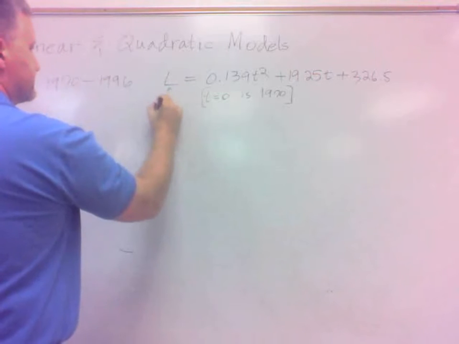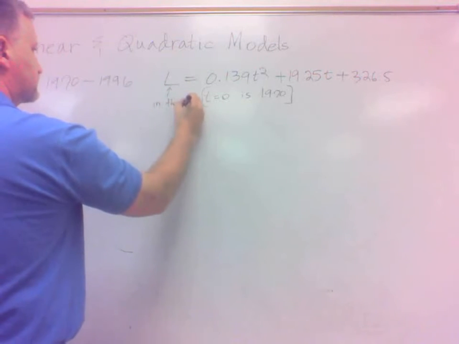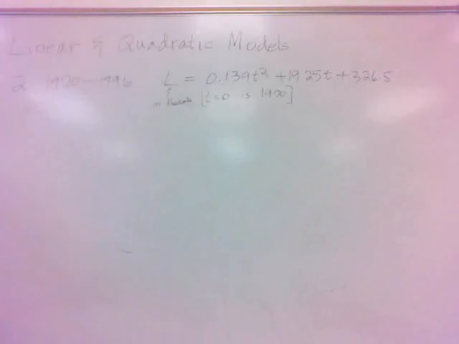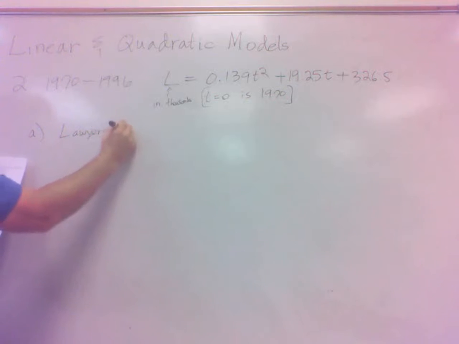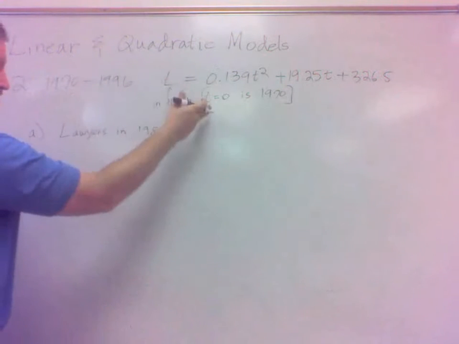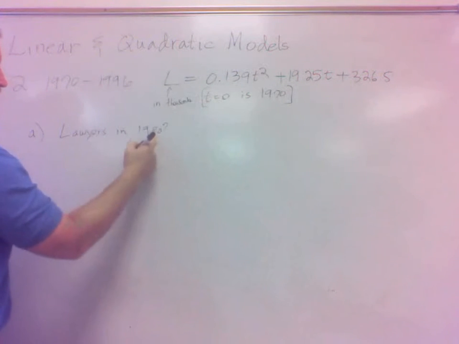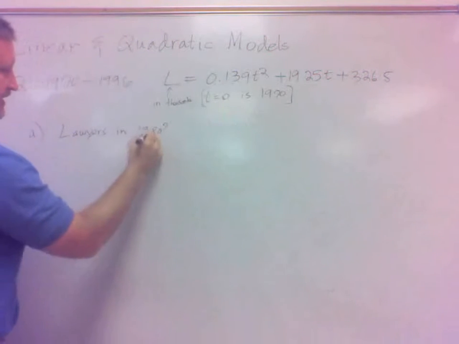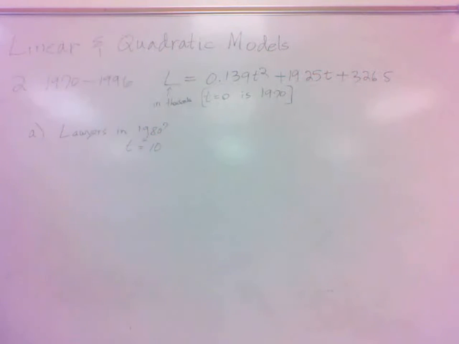So L is in thousands. So this gives me the number of lawyers in thousands for year t, which t equals 0 is 1970. All right, so a part of this problem is how many lawyers were there in 1980? That's the question, part A. Well, if I know the year, then I know, of course, the time, the t. If we're talking 1980, wouldn't 1980 be t equals 10? Yeah. So this one is just a matter of plugging in t to be 10.